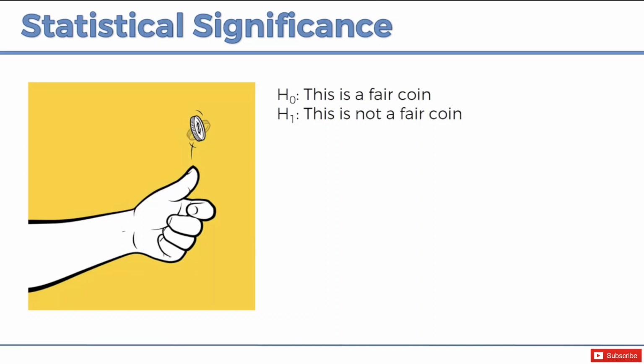So the coin is tossed the first time and the result is tails. The question is, how do you feel about this? Forget about statistics for a second. How do you feel about this? Do you feel that this is a fair coin or the coin is rigged? You probably feel that it is likely a fair coin.